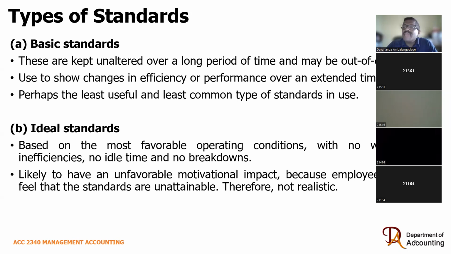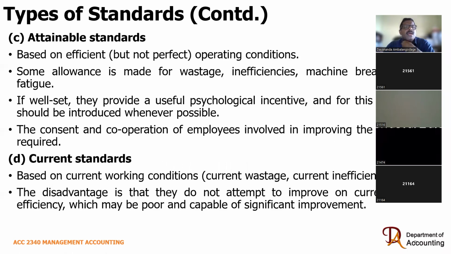So when ideal standards are given to employees, they are not ready. They think that it's not achievable, it's not reachable. So thereby less motivation. So ideal standards are not popular among employees. Ideal is the classic situation, but it's not possible due to various environmental reasons and behavioral factors.